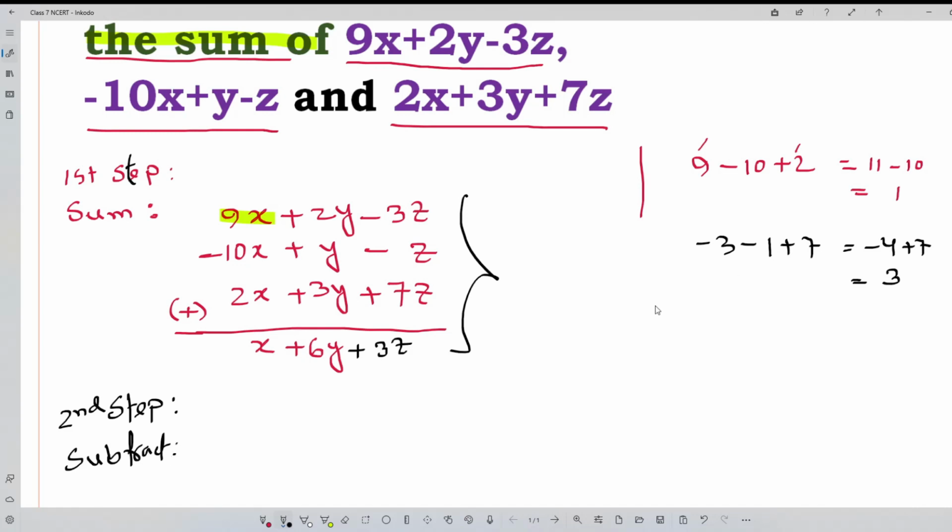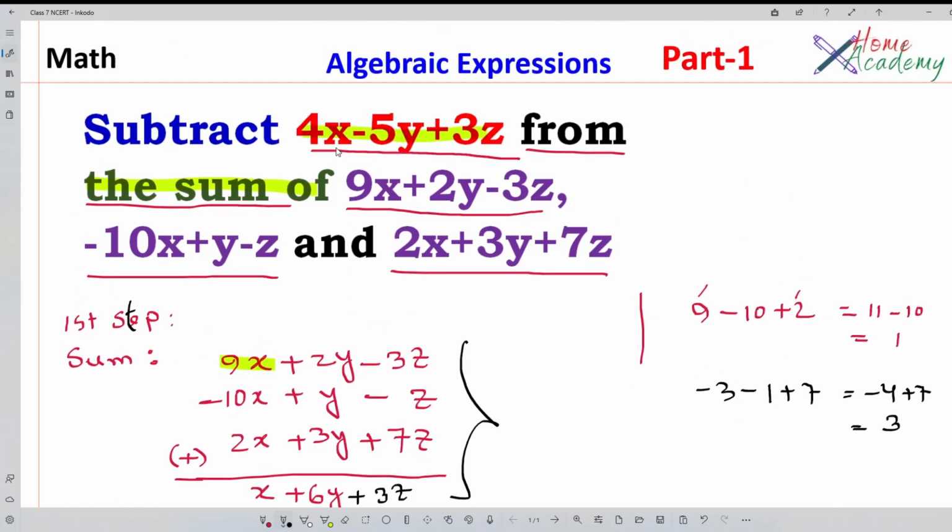So look, now the main part. Here is 4x minus 5y plus 3z. Which expression will we write first? Suppose 5 plus 7, it means what? 12. Okay, 5 minus 7 means minus 2. Again 7 minus 5 means only 2. So for minus, everything will be changed. So here is right, subtract.